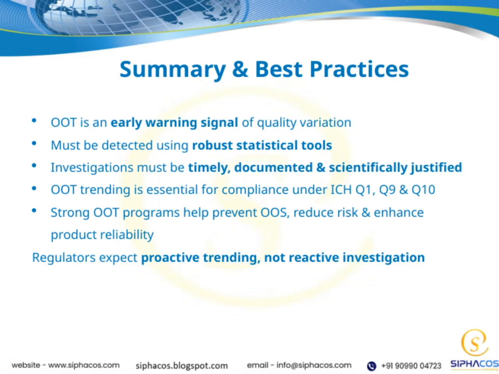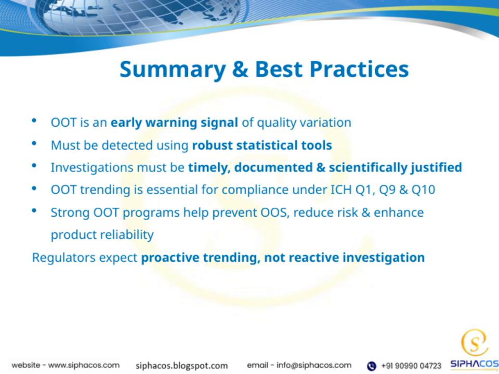Let's talk about OOT, or out of trend. It's actually a crucial early warning signal indicating potential quality variations in our processes. Recognizing these signals early allows us to address issues before they escalate. But to do that effectively, we need to detect OOT using robust statistical tools, methods that are reliable and scientifically sound. When OOT is identified, investigations must be conducted in a timely manner. It's important that these investigations are thoroughly documented and grounded in scientific justification to ensure accuracy and accountability.